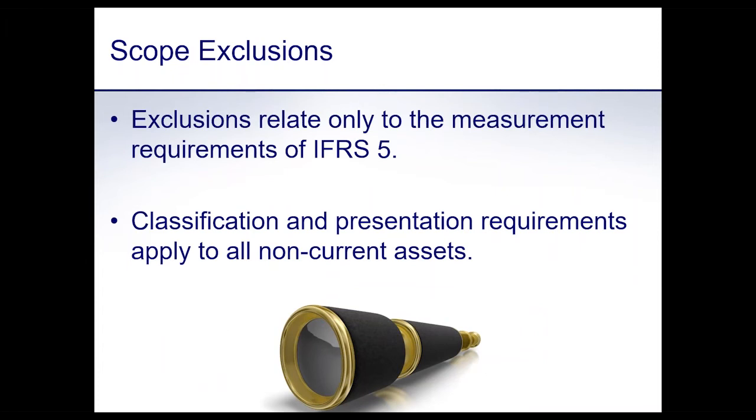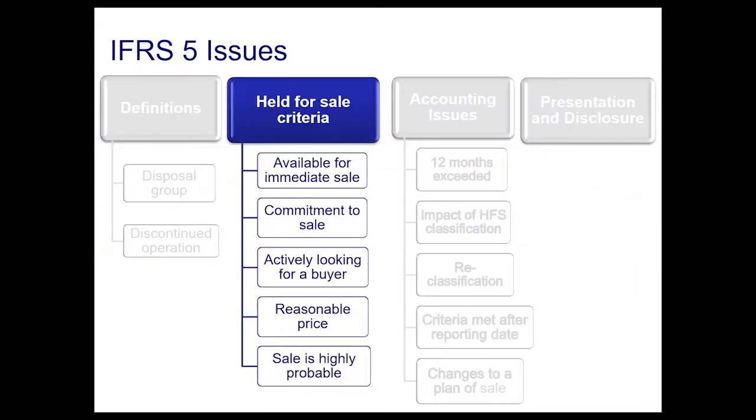We've dealt with what we've got sitting on this particular slide. Just to reiterate, exclusions relate only to the measurement requirements of IFRS 5. The classification and presentation requirements apply to all non-current assets, regardless of the fact that they might have been scoped out of IFRS 5 measurement requirements. So that deals with the definitions and the scope section of this particular standard.